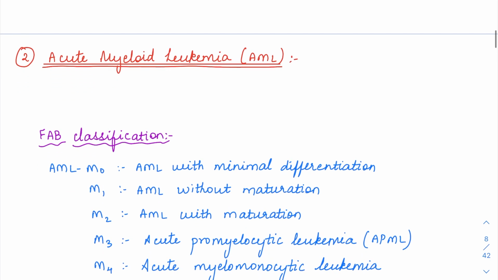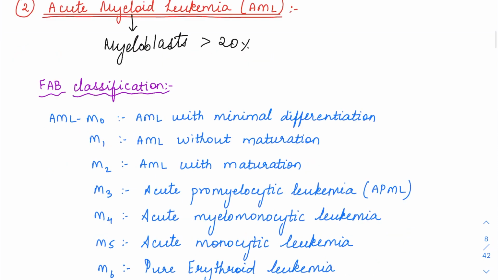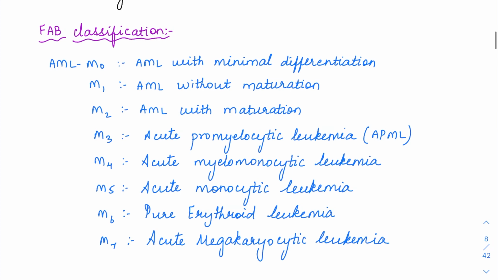So let's move on to acute myeloid leukemia now. Here again, the myeloblasts are going to be more than 20%. The FAB classification for this AML is going to be M0 to M7.